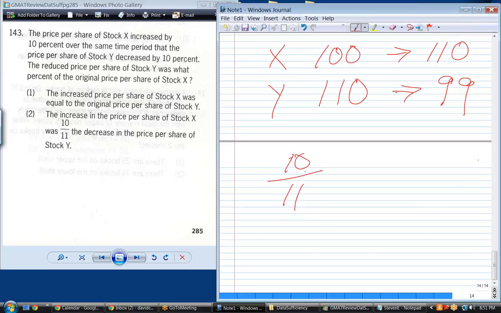How do you ever find that? Why would it be? Well, when you pick numbers, you have to pick numbers that make that ratio equal to 10/11ths. So I picked numbers. I had stock X go up 10%, and I had stock Y go down 10%, which is all in the stem. And I realized with these set of numbers, I get a ratio of 10/11ths. So again, let's pick another set of numbers, fit the criterion from point 2 and the stem, and see if we get a different ratio.